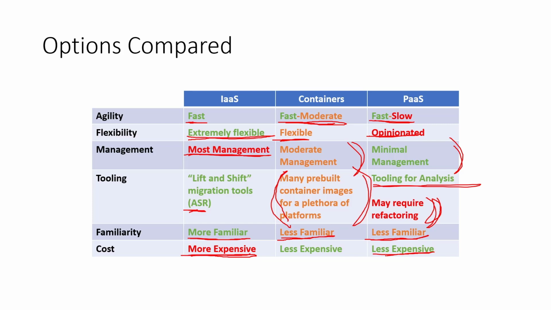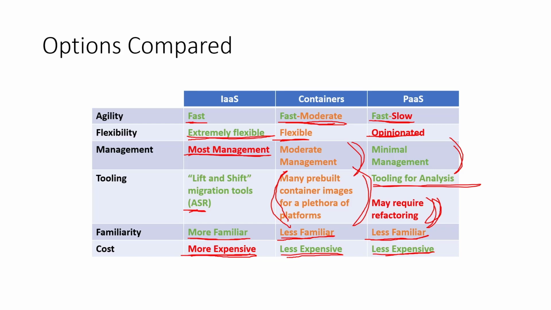So the total cost of ownership can be lower, and the same with containers, because a lot of that is a managed experience for you. There's less management involved, so the total cost of ownership is generally going to be less than what you get with something like infrastructure, but maybe slightly more than what you get with Platform as a Service. So those are the options.